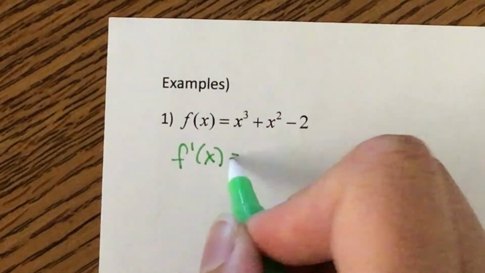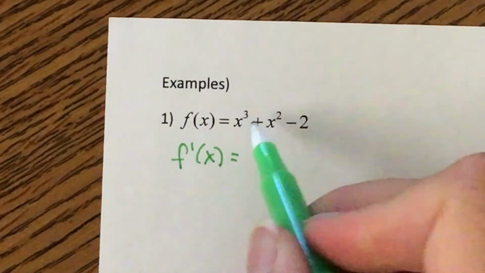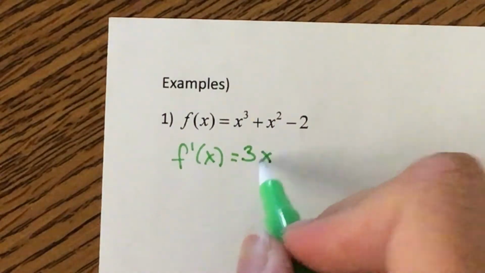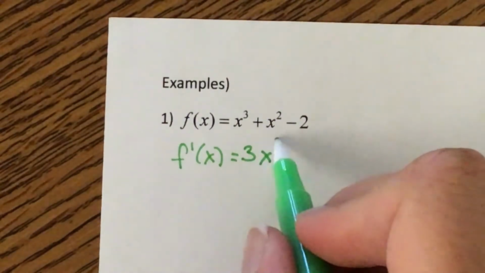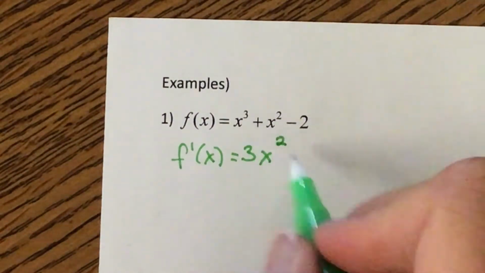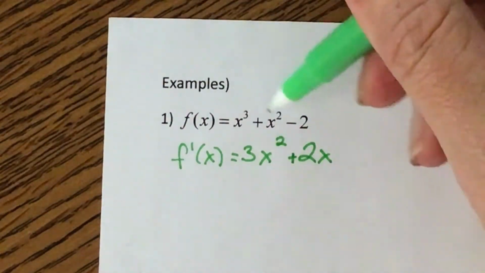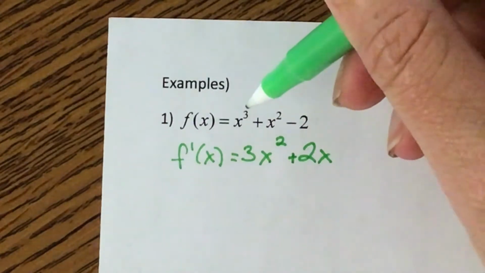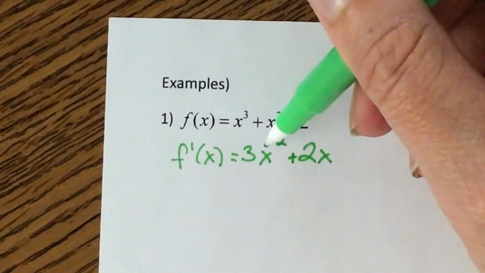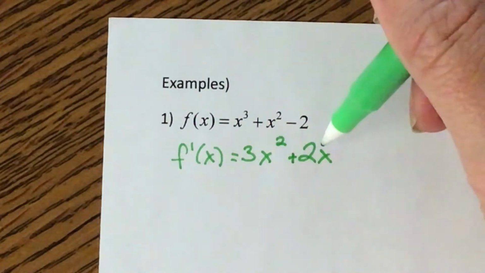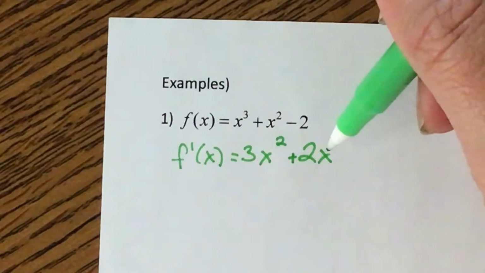F prime of x equals x cubed, that 3 is going to come out in front, then the x, and then take 1 away from that 3, making it a 2. Plus sign next, x squared becomes 2x. These guys show up all the time. So get in the habit of x cubed has a derivative of 3x squared and x squared has a derivative of 2x. They show up constantly.